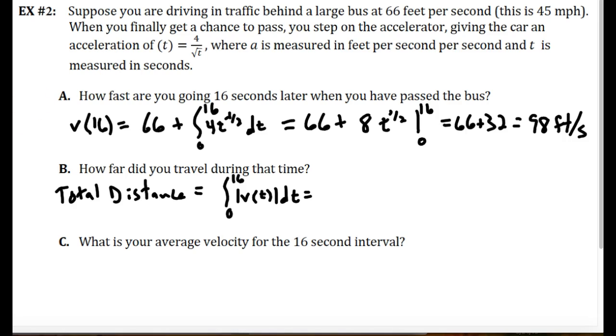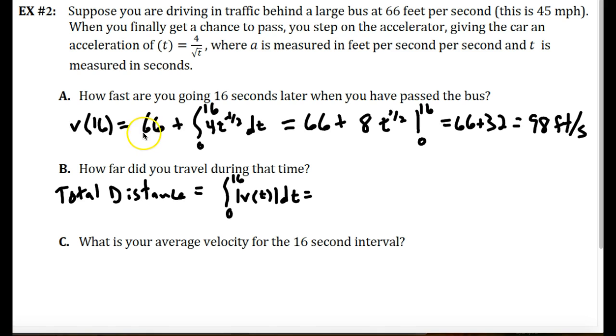Alright, let's finish out the notes from yesterday. So, we talked about part A of this question, right? How fast are you going 16 seconds later after you've passed the bus? So, to find v of 16, we're given acceleration and we are given an initial velocity. So, we want the velocity 16 seconds later. To find this is kind of like final position, except we're finding final velocity.